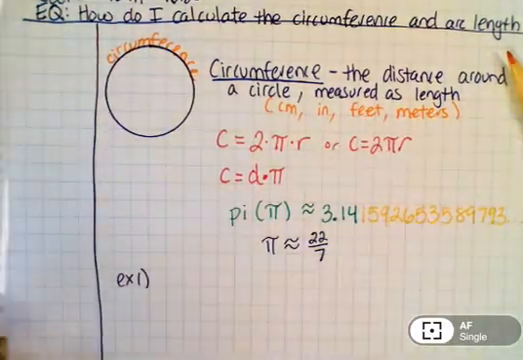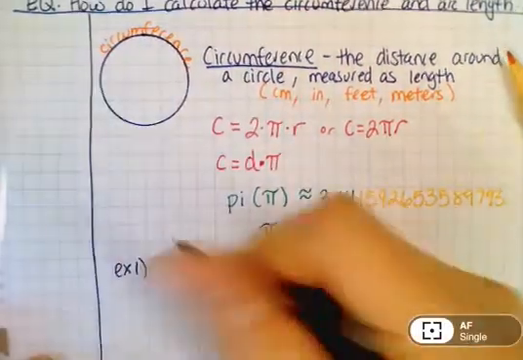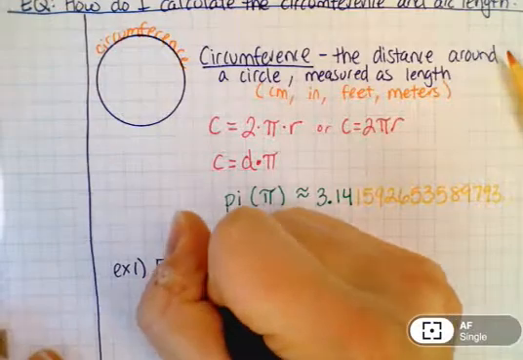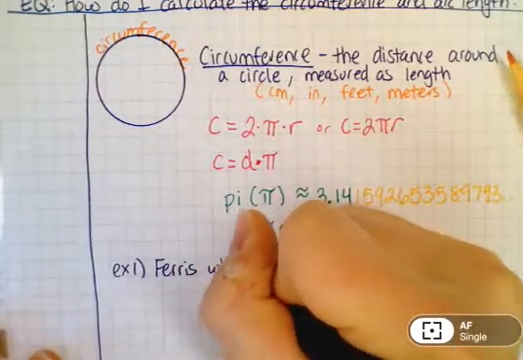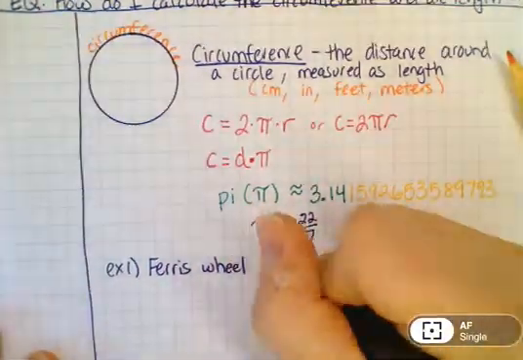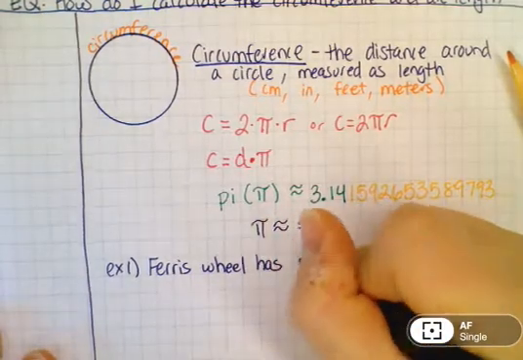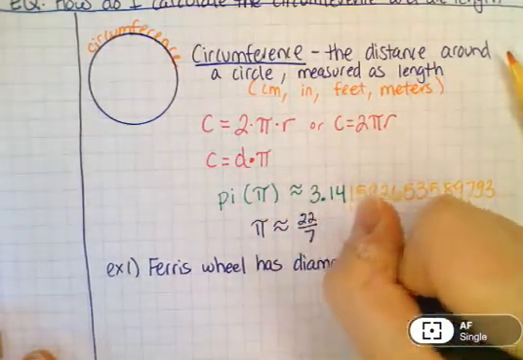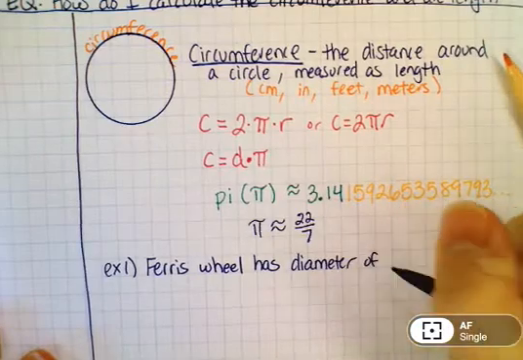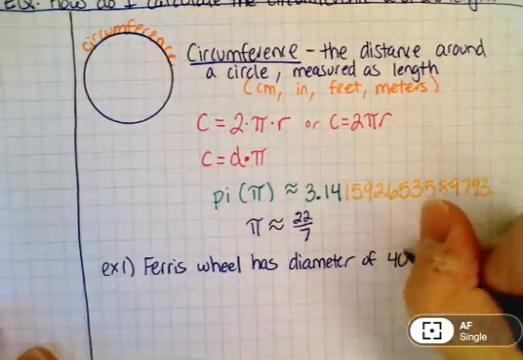So example 1, we're going to talk about a Ferris wheel. A Ferris wheel has a diameter of 40 feet.